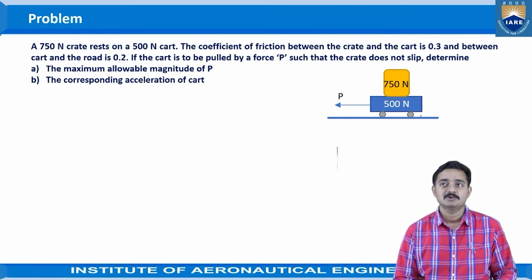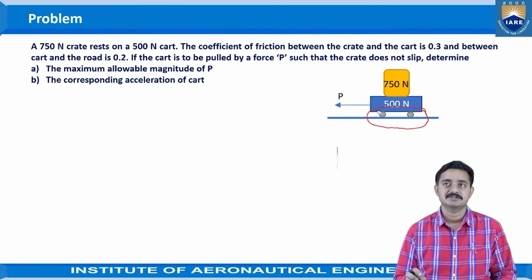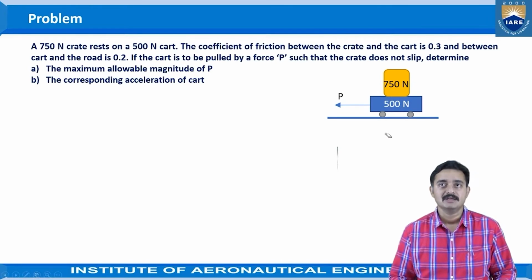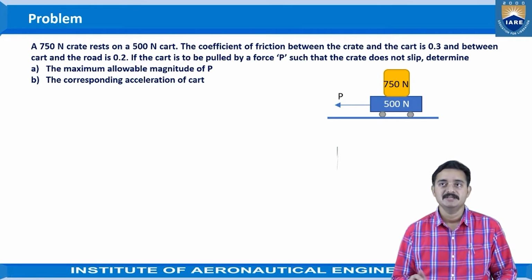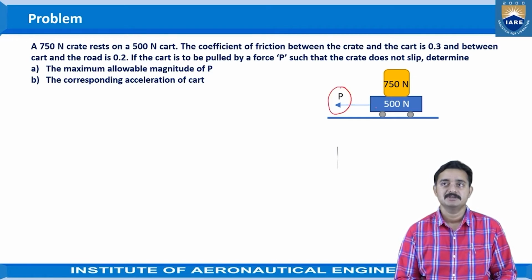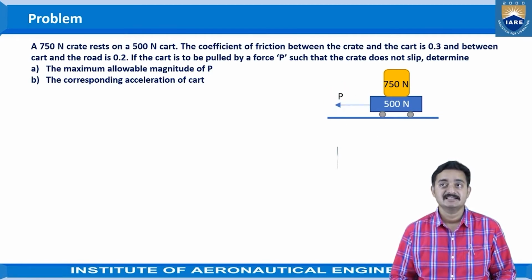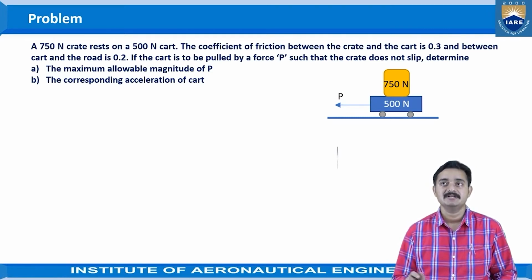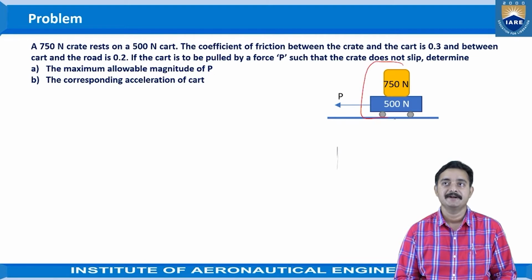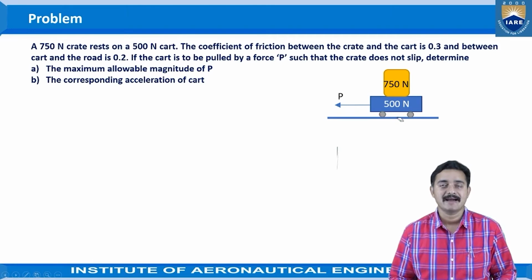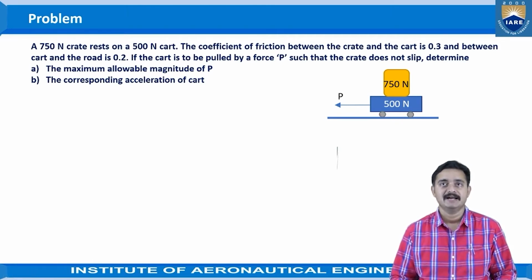And between the cart and the road, that means this contact point, again the friction is given as 0.2. If the cart is to be pulled by a force P, this is the force with which the cart is being pulled, such that the crate does not slip. That means both combined should move together. Determine the maximum allowable magnitude of P and the corresponding acceleration of the cart.